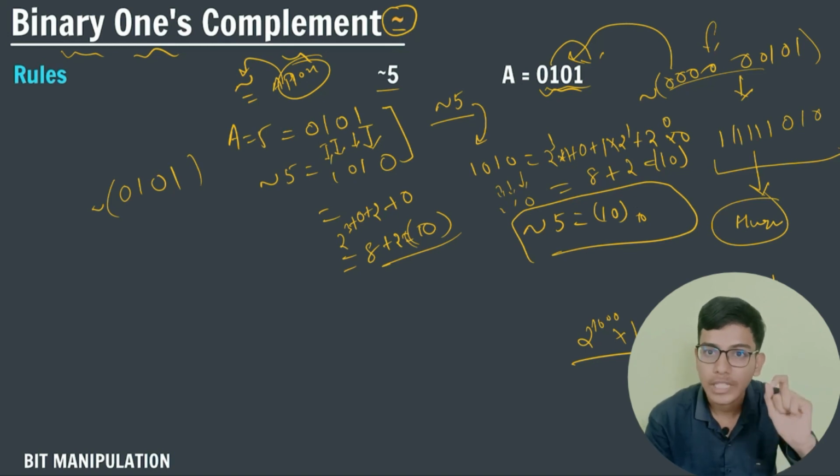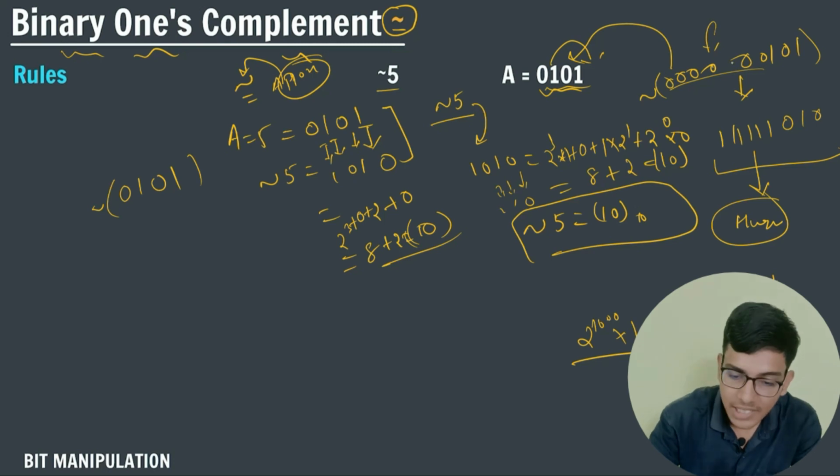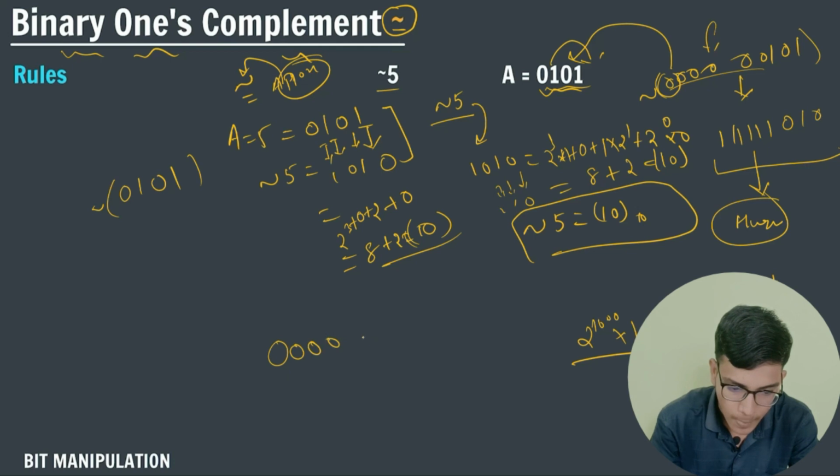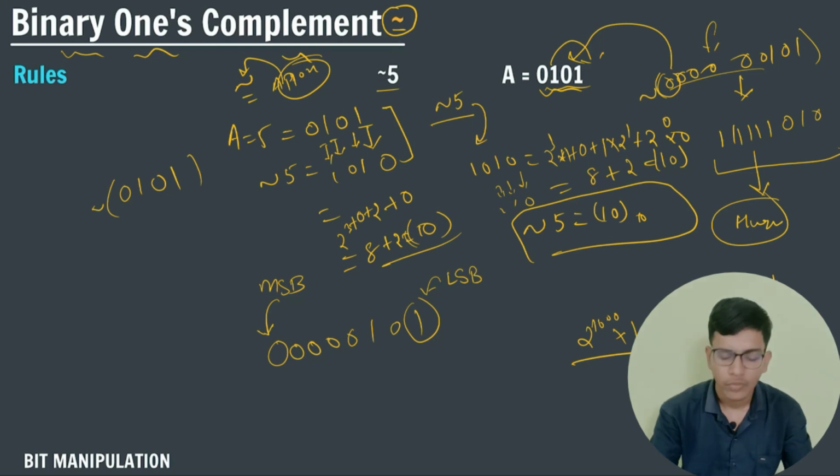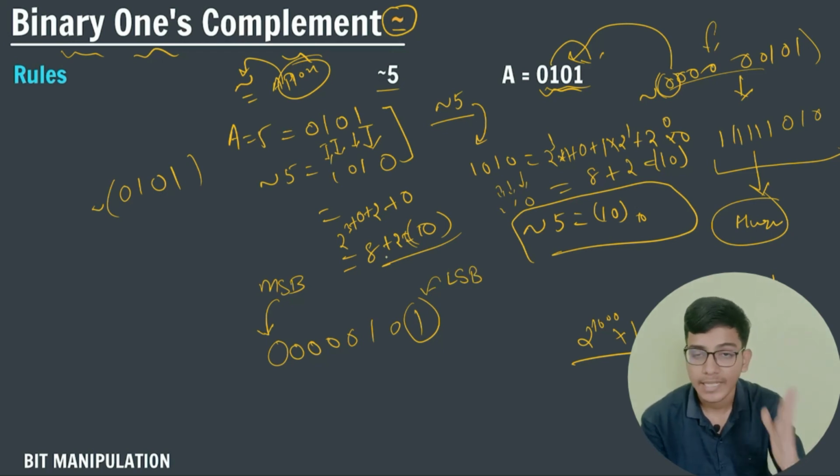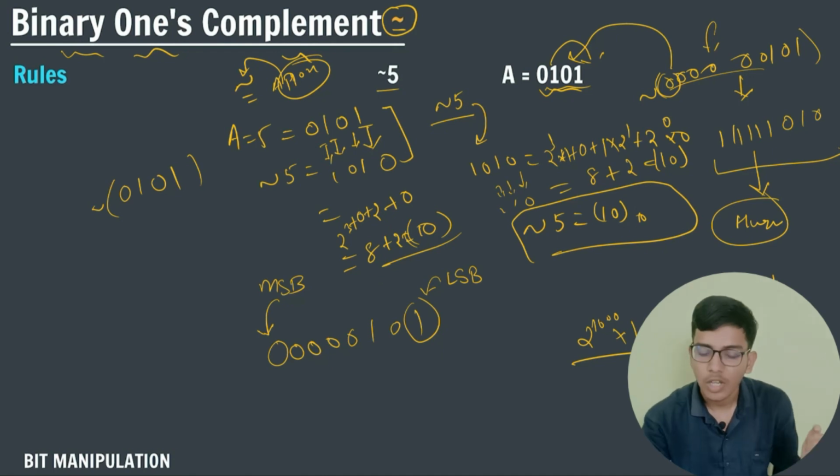So this will give me a huge value, and let me write here 0 0 0 0 0 1 0 1. This thing is known as the most significant bit, and this thing is known as the least significant bit. So when I did the ones complement, I got the output as minus 6, because when I do the complement, the values I will get are huge.